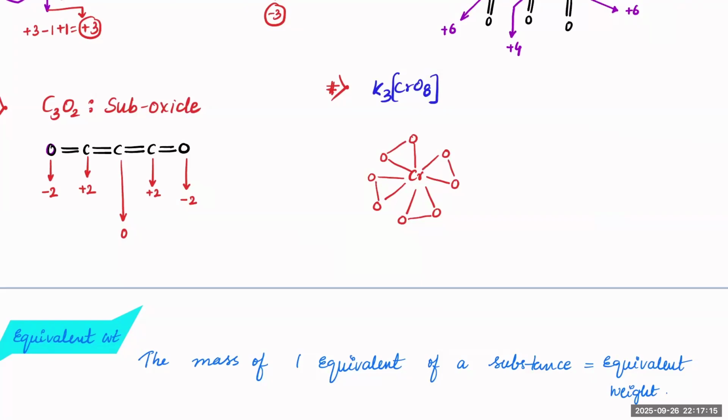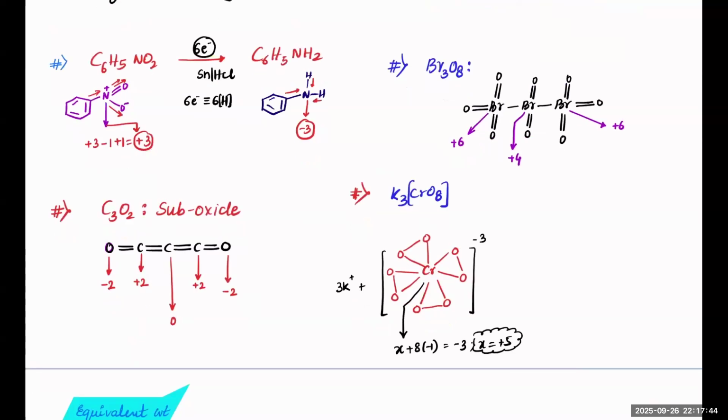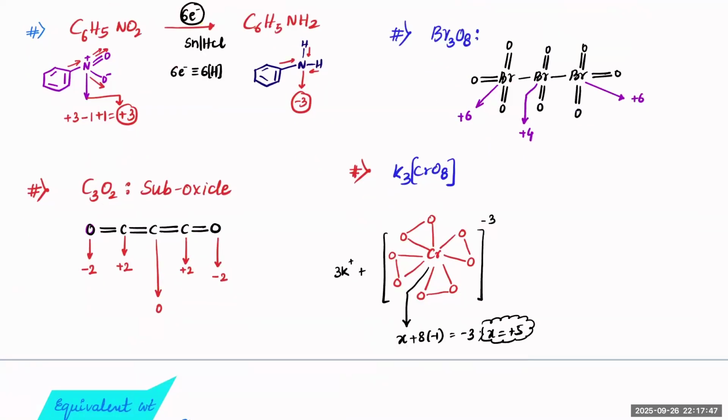Clear? So if all of them are peroxide and the overall charge is -3, because potassium will be separated as 3K+, now if you notice the oxidation state here, X plus all 8, which have -1 charge, is overall equal to -3. So X will be +5. So the oxidation state of chromium here is actually +5. Got it? So everybody, please check the given compounds again.